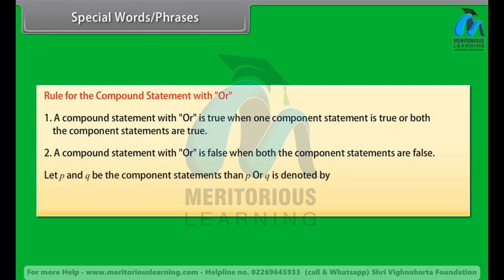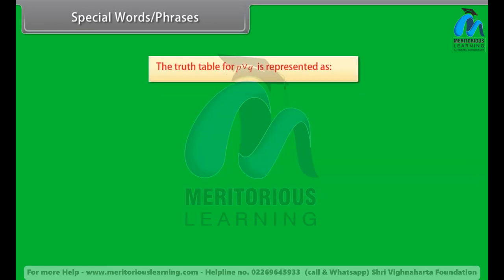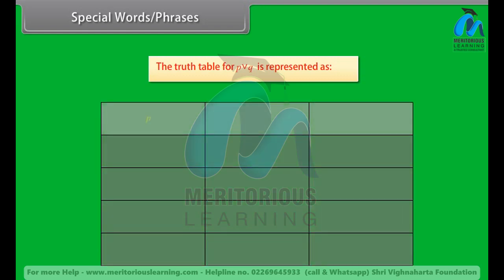Let P and Q be the component statements, then P or Q is denoted by P ∨ Q. The truth table for P or Q is represented as: for P true and Q true, P or Q is true. For P true and Q false, P or Q is true. For P false and Q true, P or Q is true. For P false and Q false, P or Q is false.